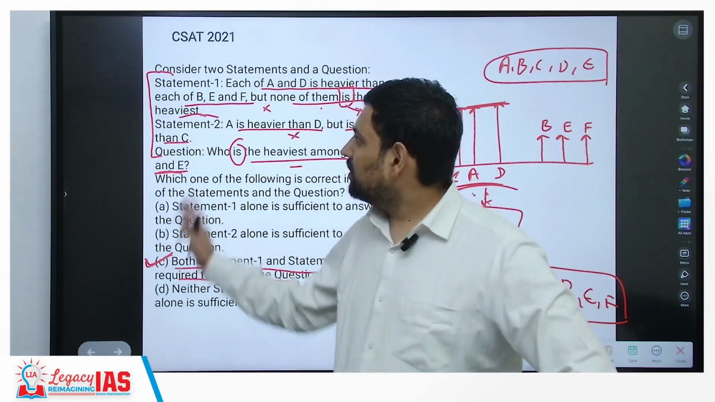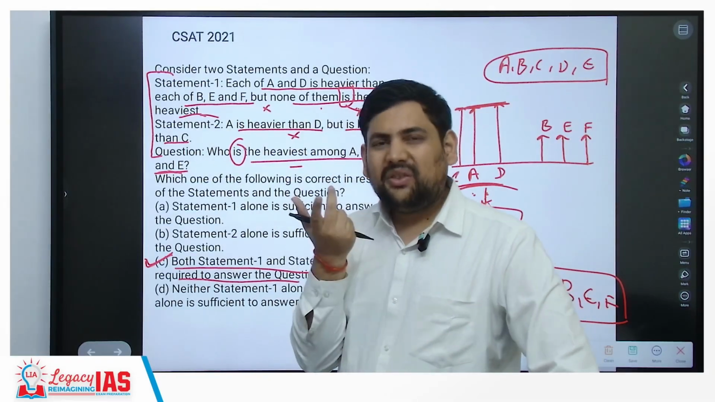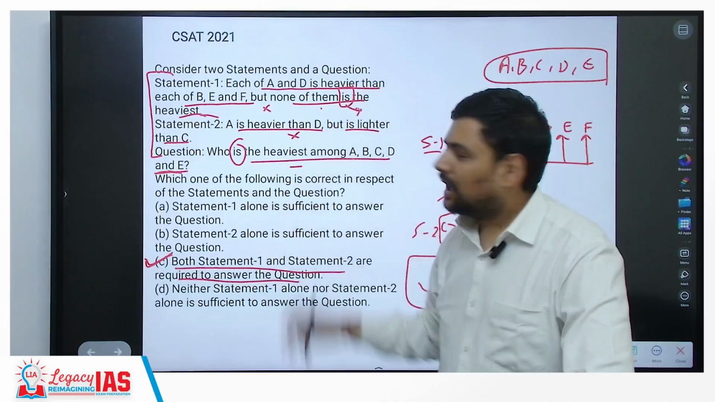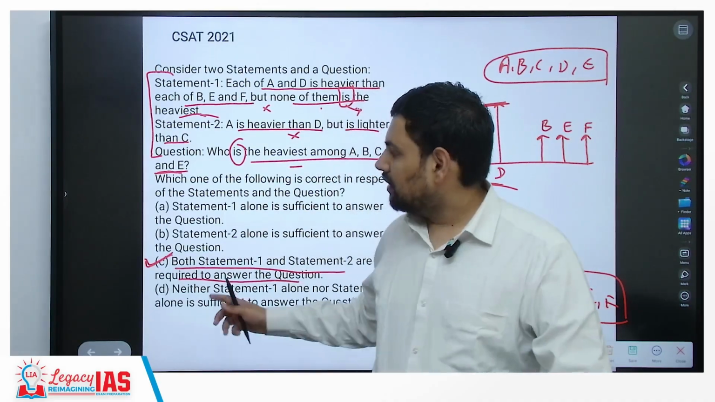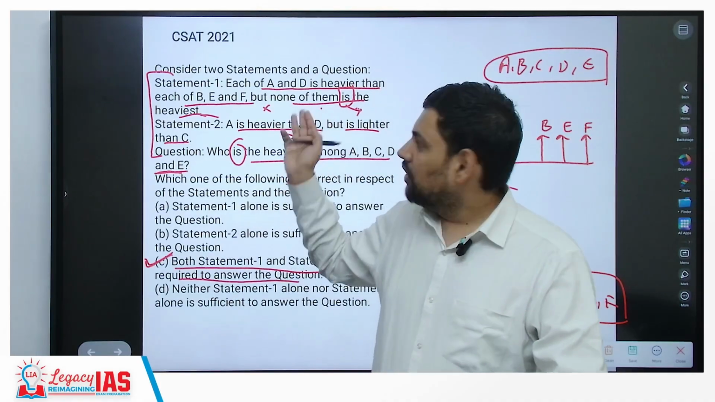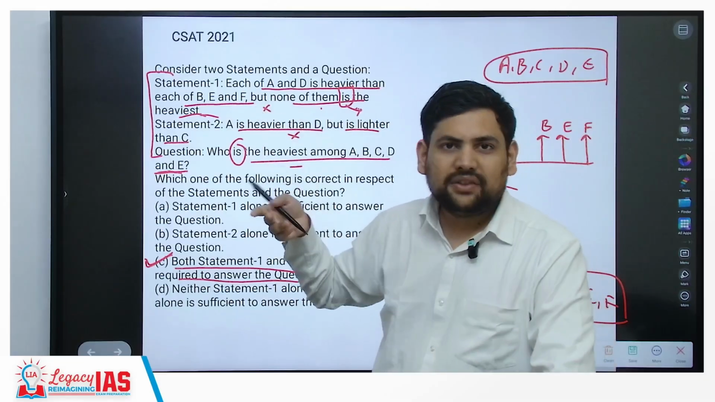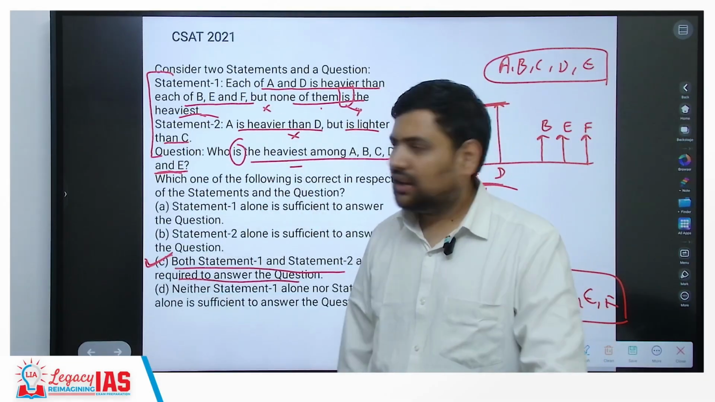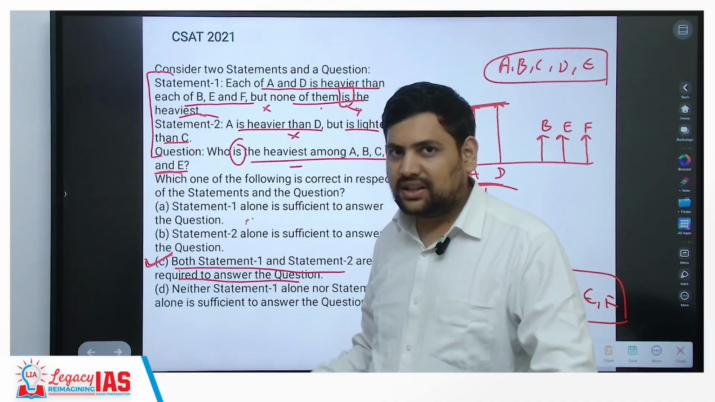So if you don't take this condition that they can be equal, which is just because of grammar, so we don't usually do that. But if you consider that, then you say that A, D are not the heaviest, B, E, F are not the heaviest. So probably C is the heaviest. So statement 1 alone is enough. That's why some coachings gave A as the answer.